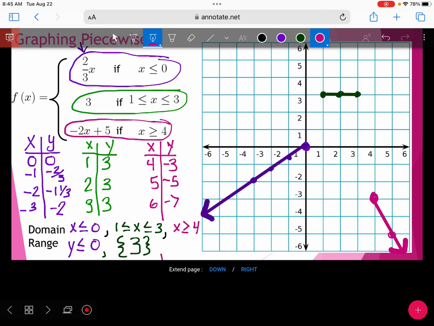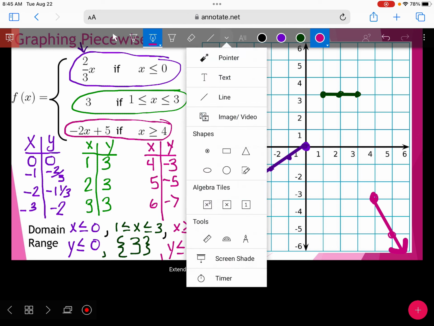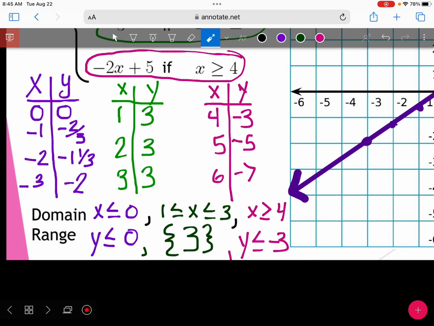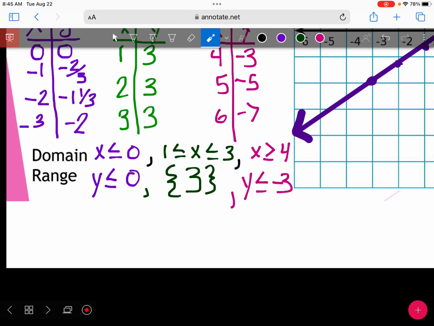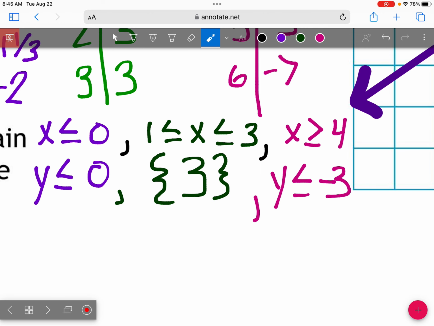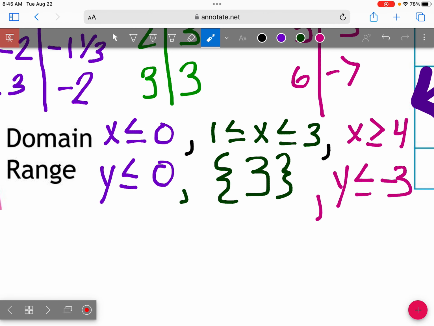And then for the pink piece, what's our rule for our y's? Less than or equal to -3. Because my y's are starting here and then going down. On my domain and range. There we go. So those are for all those pieces, okay?